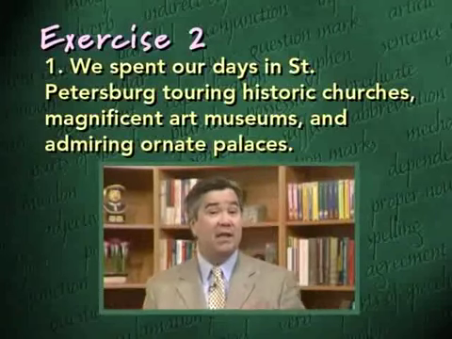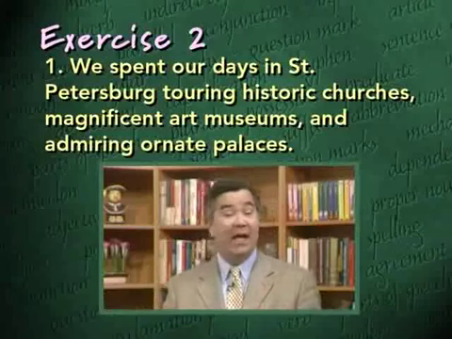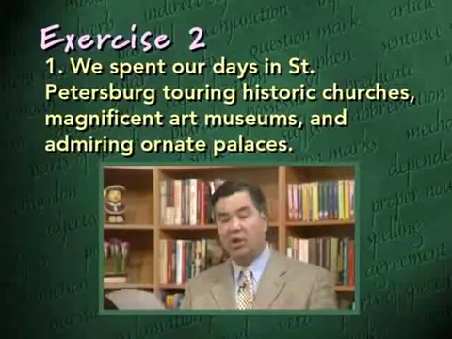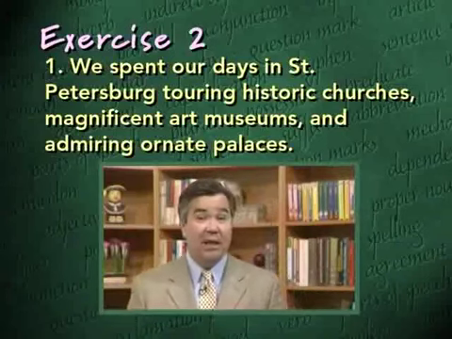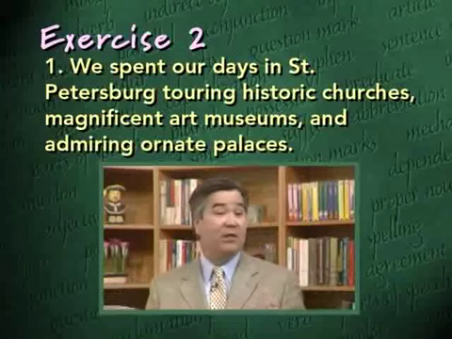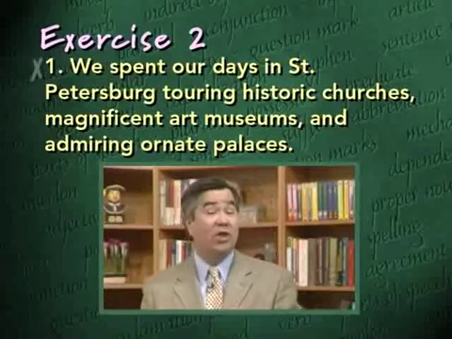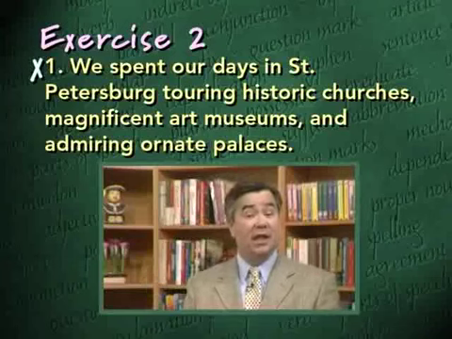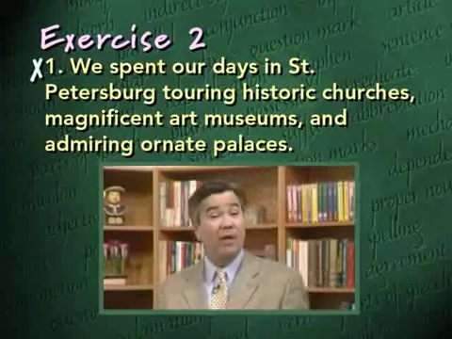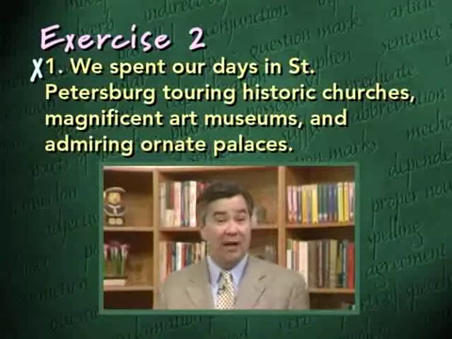In each case, the phrase begins with a gerund form of a verb, touring and admiring, followed by the things that were toured and admired, the historic churches, the ornate palaces. The second item, however, is in a different grammatical form. Here we have magnificent art museums, describing what was visited, but with no gerund form verb preceding it. We have a couple of different ways that we could correct this sentence. One way of correcting it would be to change item 2 so that it resembles the other 2 grammatically.